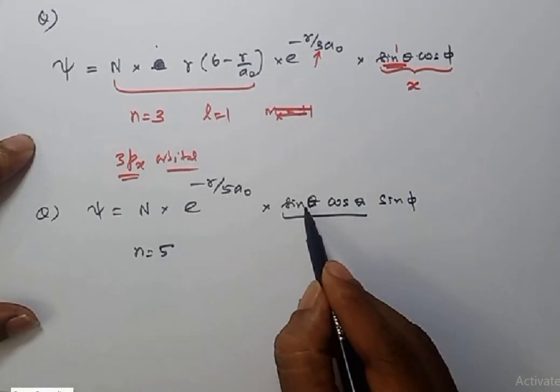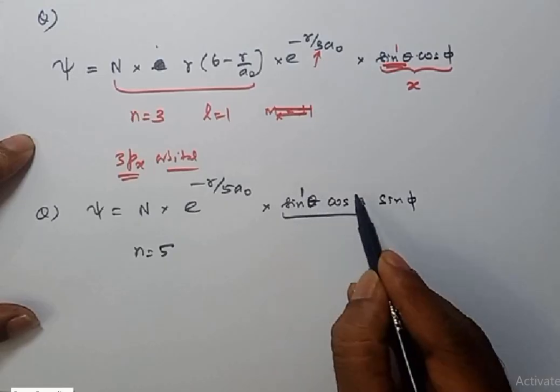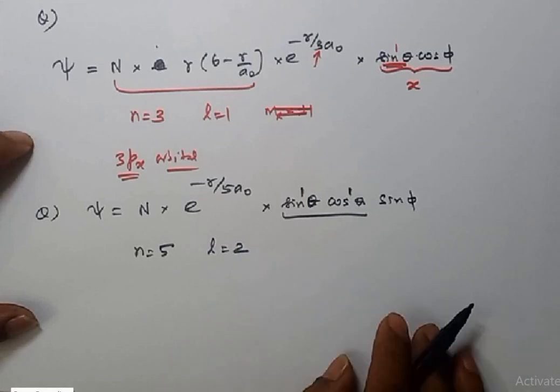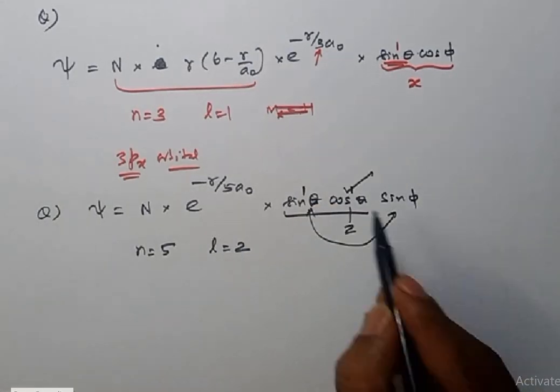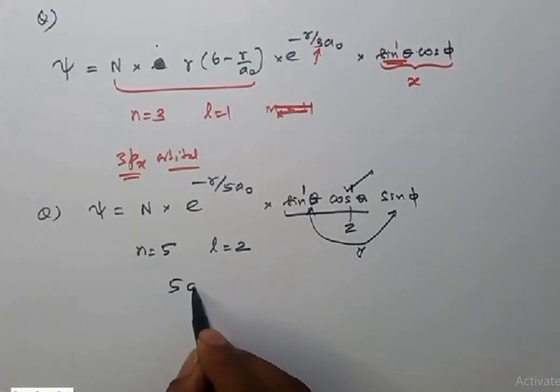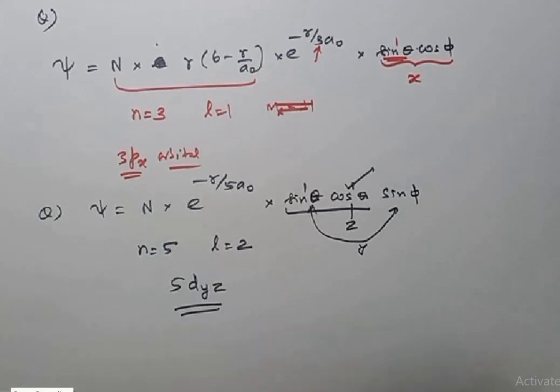Good. Listen, here I have two theta parts, sin theta and cos theta. Sin theta power 1, cos theta power 1. So 1 plus 1, 2. L value is 2. It should be some d orbital. Listen, cos theta sin phi, so it should be d. So 5 d yz orbital. Is this clear to all?